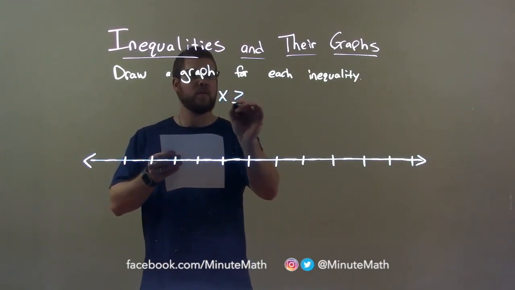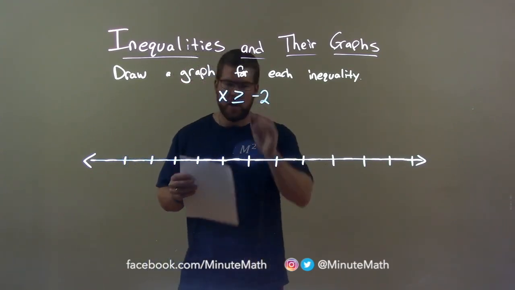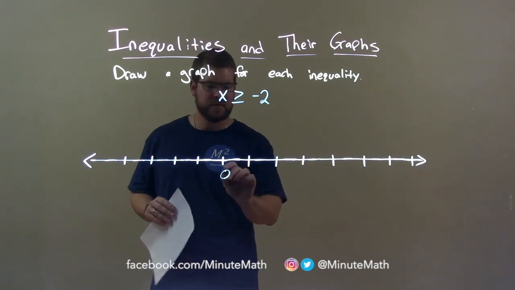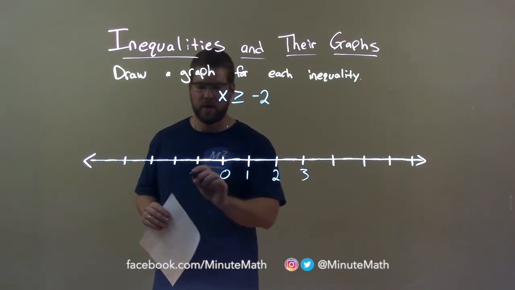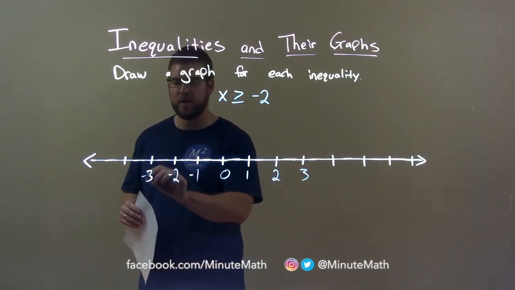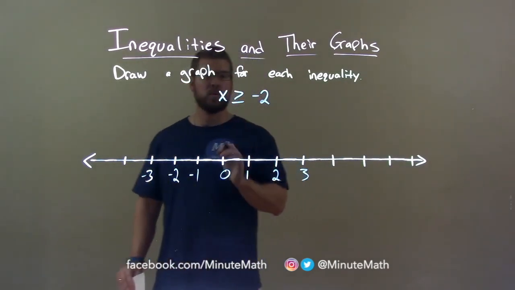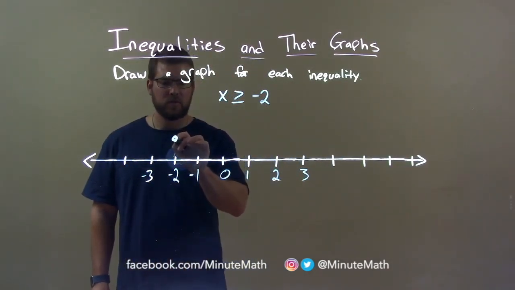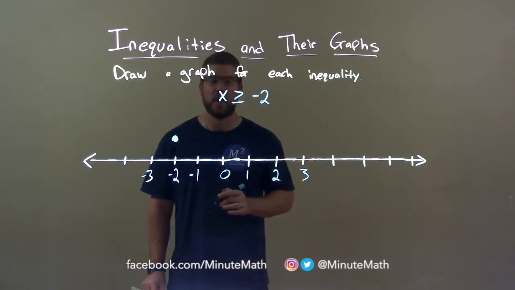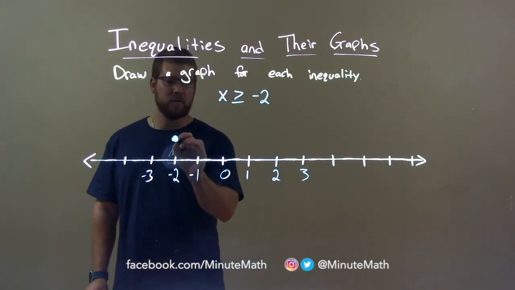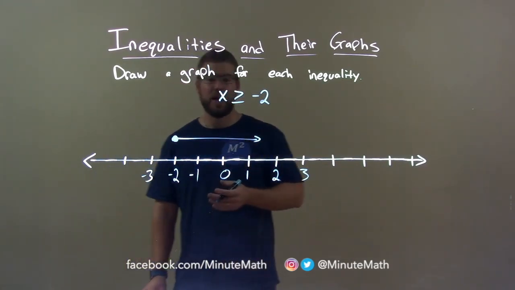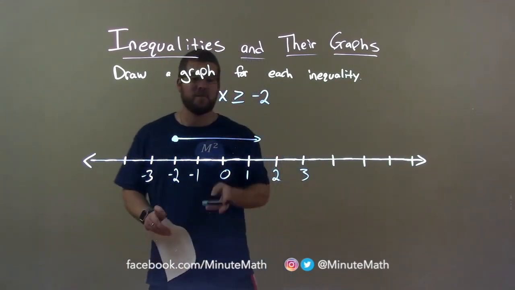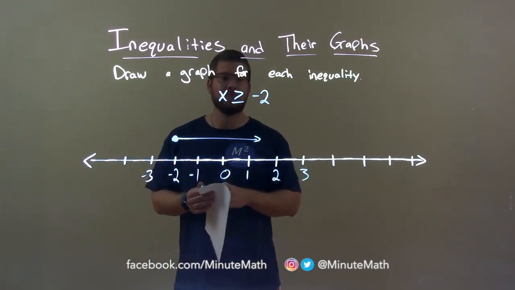x is greater than or equal to -2. First thing, let's get a number line here. 0, 1, 2, 3, and -1, -2, -3. It tells us that x can equal -2. That means we have a closed circle right there at -2. x is also greater than -2, so we put our arrow to the right, and there we have our graph. So our graph matches our final answer for x is greater than or equal to -2.